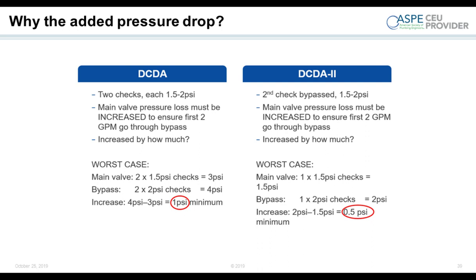Now for pressure drop, the reason that the pressure drop is lower is because we're only dealing with the variation in a single check. So if we look on our right-hand side, in this case, I'm only thinking about the second check in that main valve and a single check in the bypass. So I look at my worst case scenario, I'm pulling a low-end check, 1.5 PSI for my main valve, a high-end, 2 PSI for my bypass. My necessary increase to make sure that my flow goes to the bypass first is only 0.5 PSI. Basically, we've cut the tolerance stack up in half.